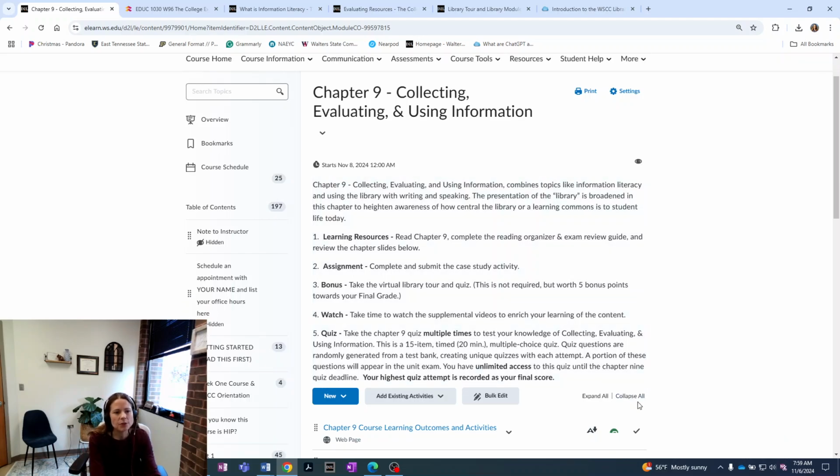As I mentioned, Chapter 9 is really focusing on collecting, evaluating, and using information. We call this information literacy, right? So we're learning how to use the library. We're learning how to write and speak effectively. We're really broadening our horizons and becoming aware of the resources the library has. How can we use this in our course assignments? And then taking the assignments that you have, say you're doing a speech, fundamentals of communication, or a paper, and research is required, this module is going to help you support that, right?